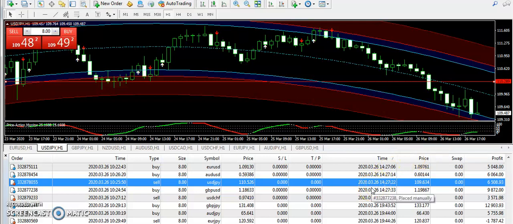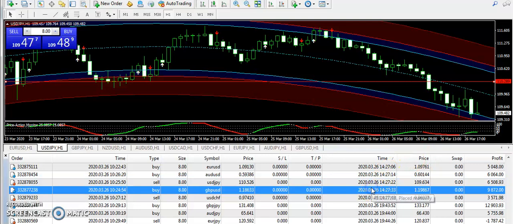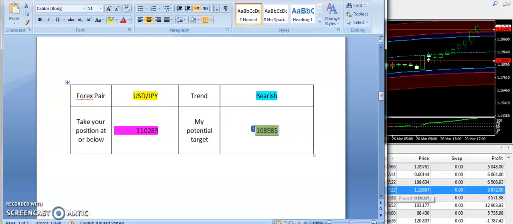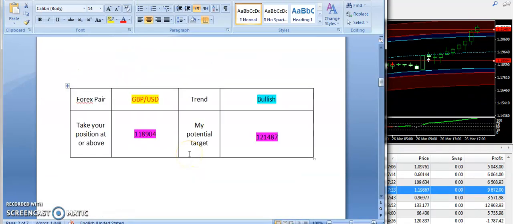Those subscribers who are subscribed to the signal list will definitely get the signals right in the morning from my side. Next, let's talk about the strength that we have seen today on Great Britain Pound USD. 200forexpips.com has predicted the upward trend right in the morning from 1.18904, and 1.21487 was the target price.